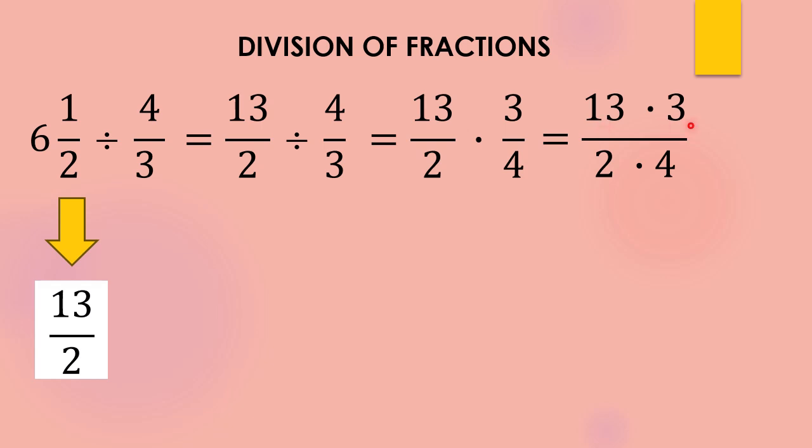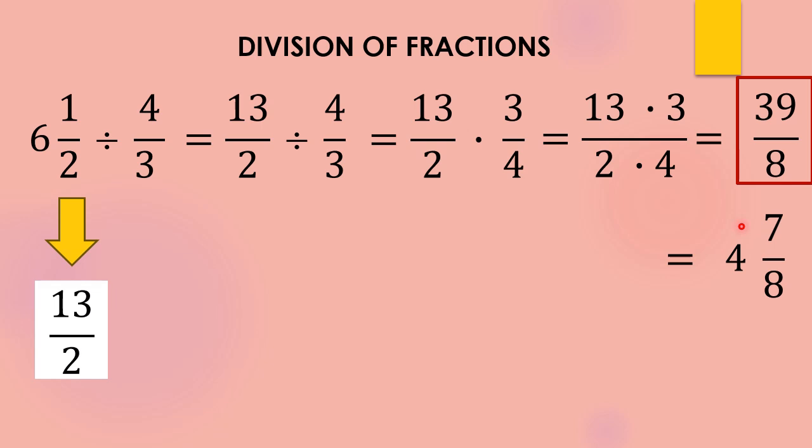So we have 13 times 3 is 39. And then 2 times 4 is 8. So 39 over 8. So this is our final answer. Or you can also write this as 4 and 7/8. You can also write 39 over 8 as a mixed number. So divide 39 by 8. It will give us a whole number 4 and the remainder of 7. 7/8. So this is our answer.